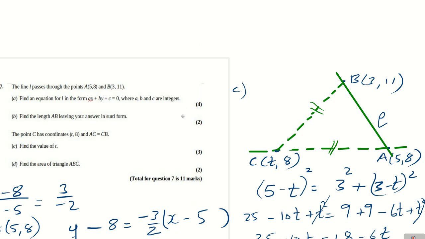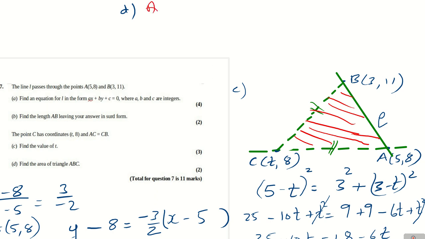And in part D, it's asking us to find the area. So part D, we need the area of this triangle. Okay, so this area here. And again, it's made easier because we know that the line AC is going to be horizontal because both the y coordinates of A and C are both 8. So we can look at this as if it's like the base.